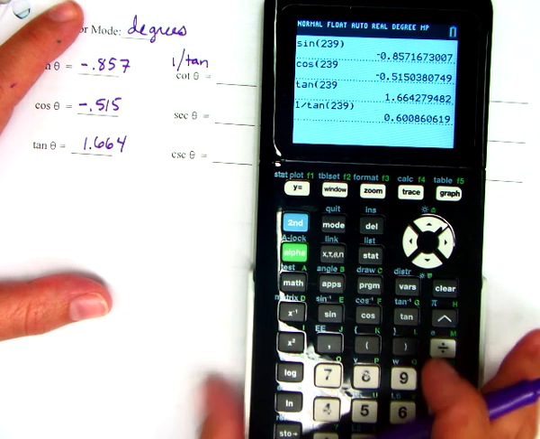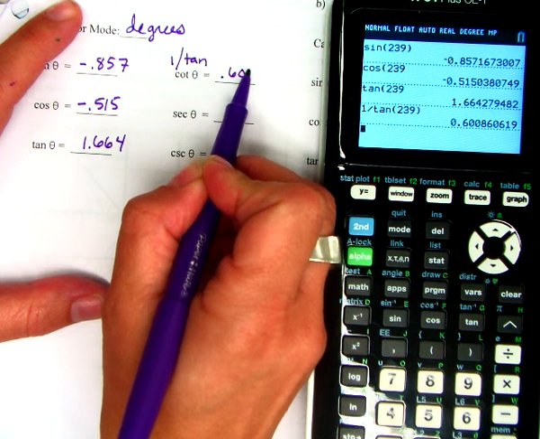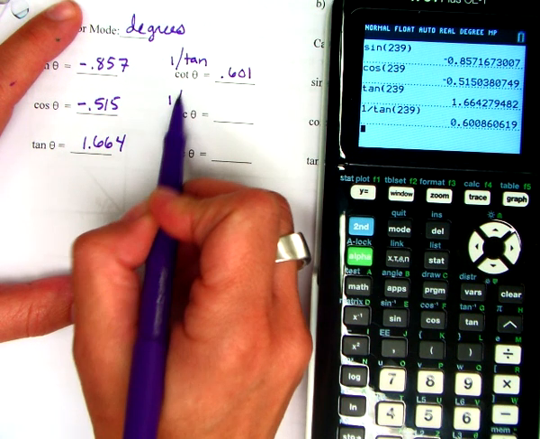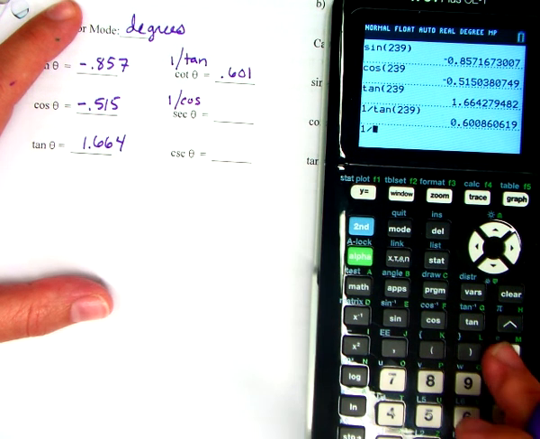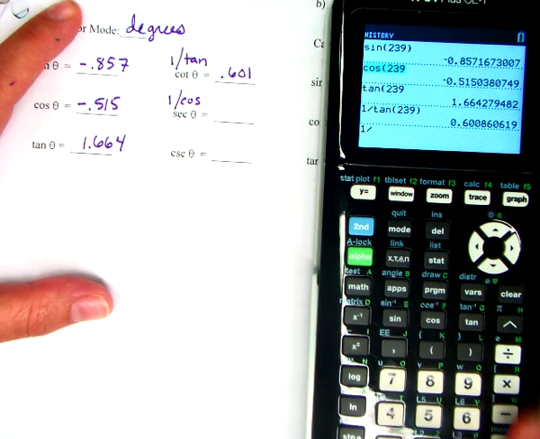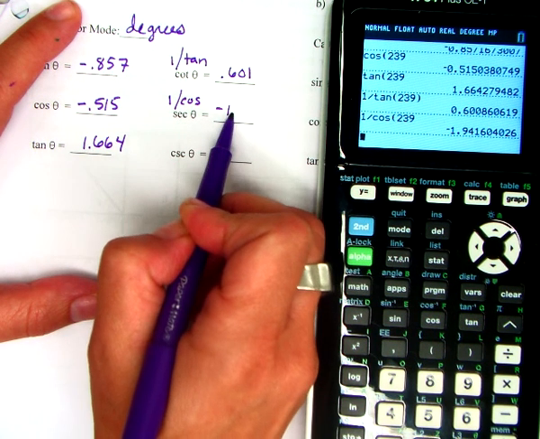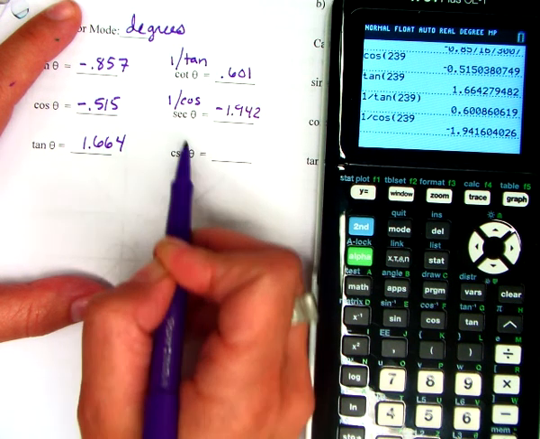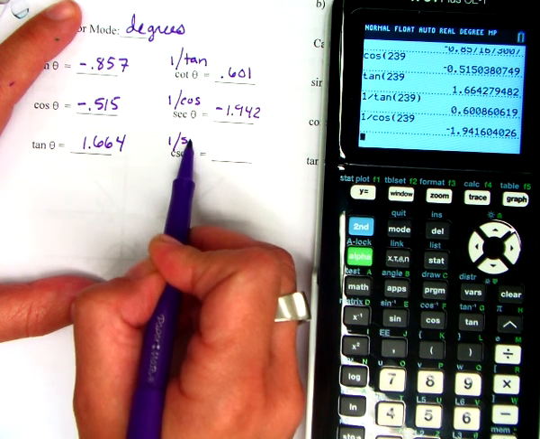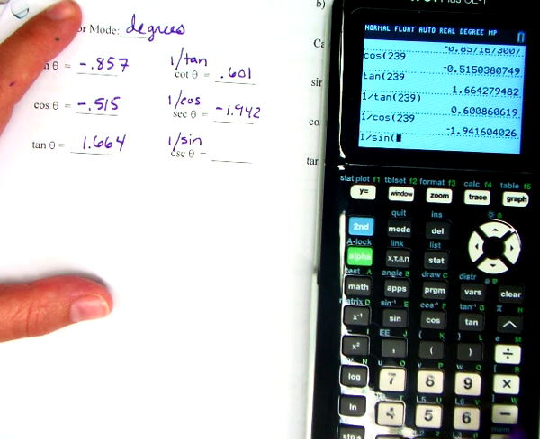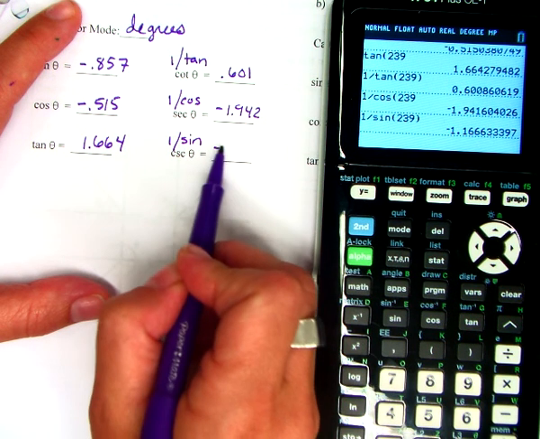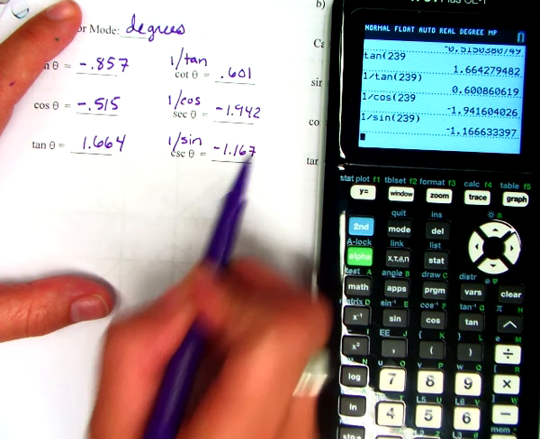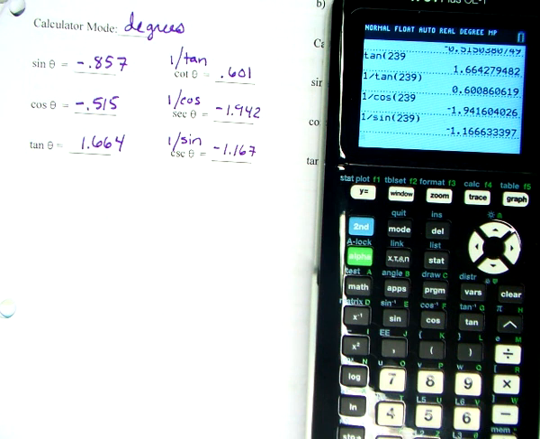So for cotangent, I have to type in 1 over tangent. I get my answer. I round. For secant, I literally type in 1 over cosine. And you can go up and copy it if you want. So negative 1.942. And then cosecant, I literally have to do 1 over the sine. So 1 over sine, and I get my answers. Just make sure you are getting the same answers I'm getting or close to it. Otherwise, there's something off with the calculator. Make sense? So that's really what I wanted to show you.